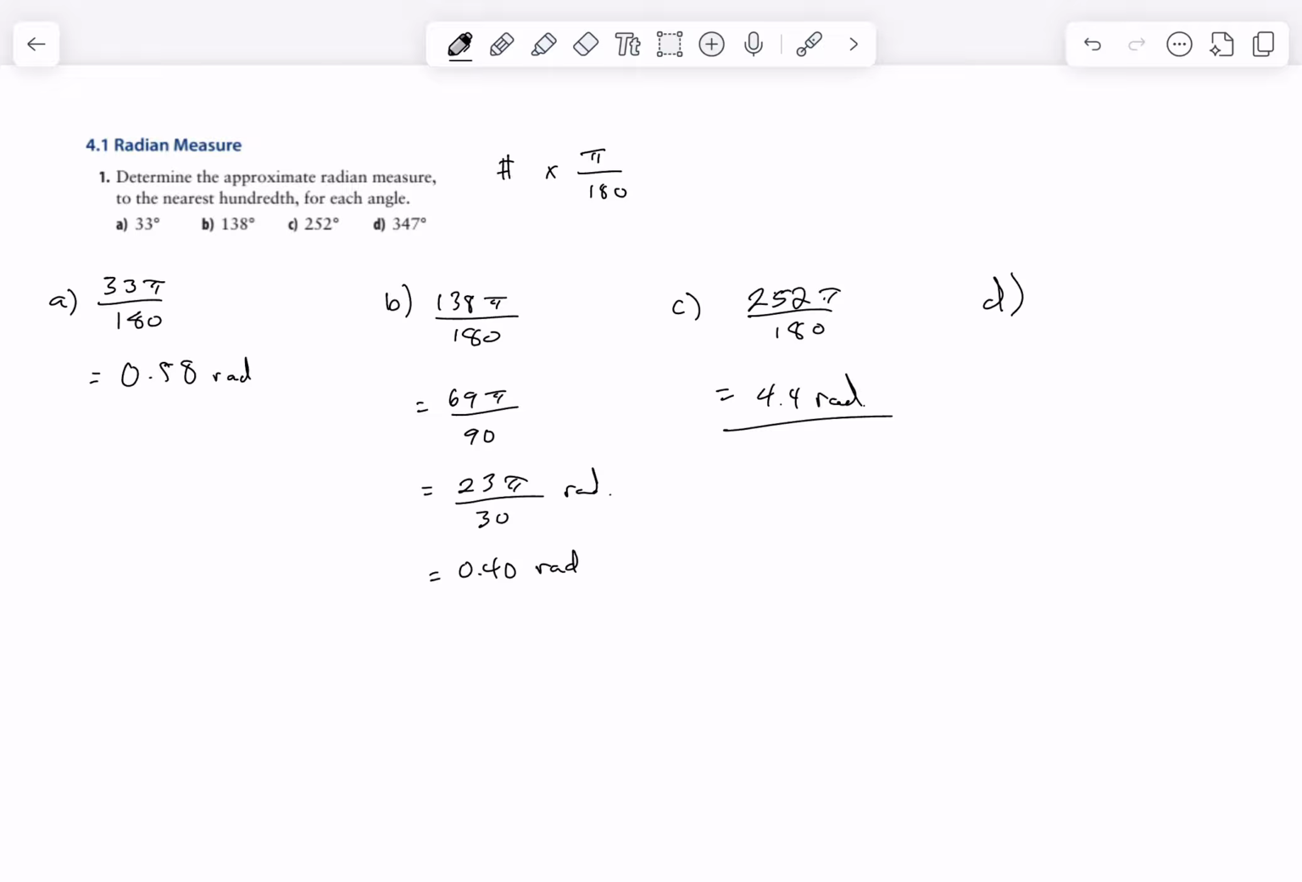So the last one, 347 pi by 180. So 347 is 6.06 radians. Okay, so that's it for question 1. Kind of a nice question to talk about both calculator and non-calculator styled questions.